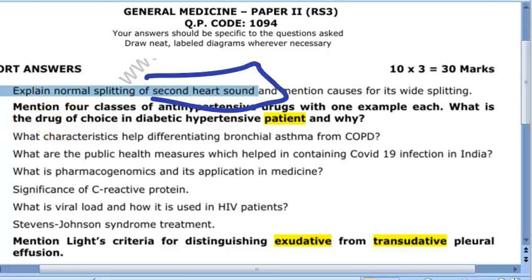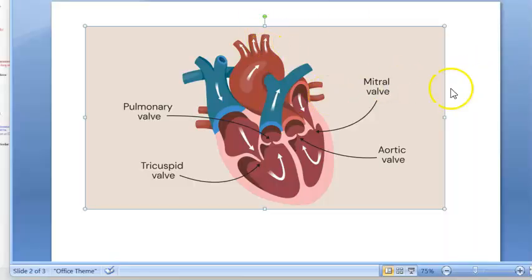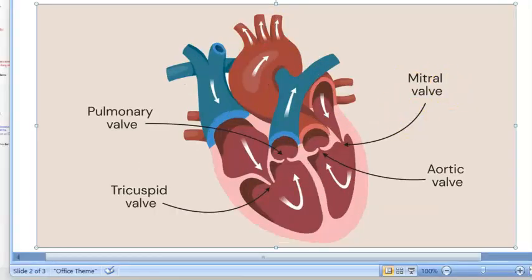In second heart sound, let us see why there is normal splitting, and then we will look at the wide splitting. Okay. So where are the valves? First you have to locate them. So we are looking at the S2. See, S1 happens when mitral valve and tricuspid valve close. Okay, so only closing makes sounds, remember.